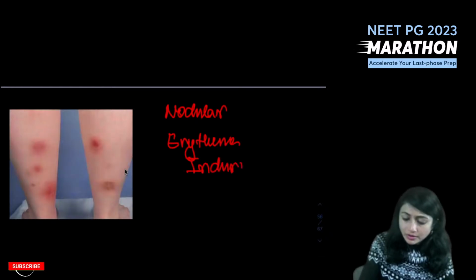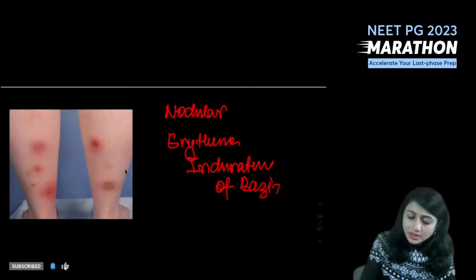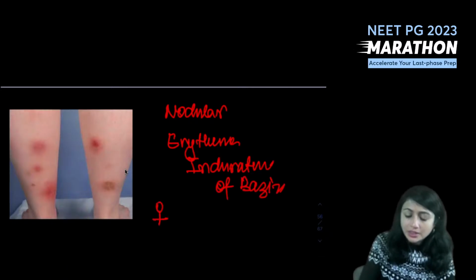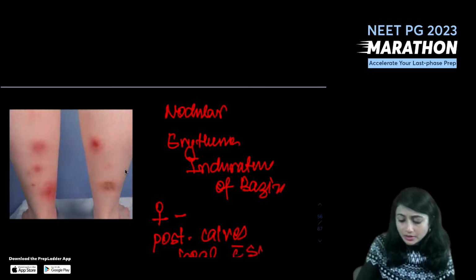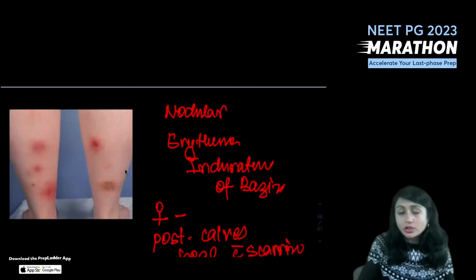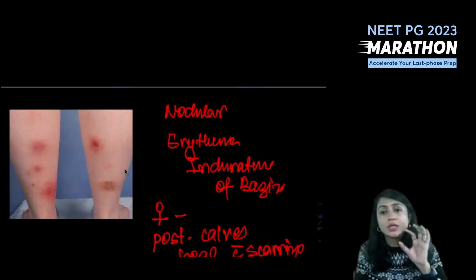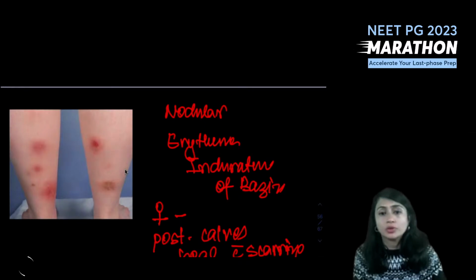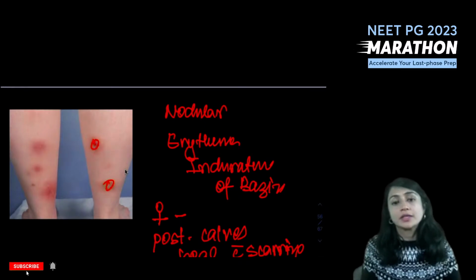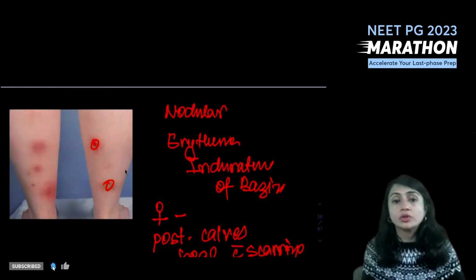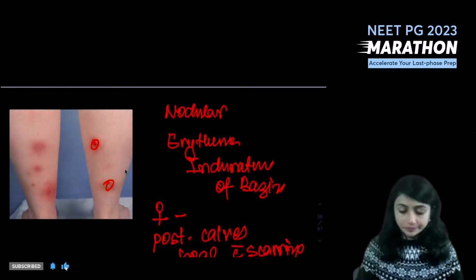erythema induratum of Bazin. Where do I see this? I see this in middle-aged females. Where do they present? On the posterior calves, and they heal with scarring. So all these three tuberculids, you should know the basic points and you should know what tuberculids are. So you see these nodules on the posterior calves, they heal with scarring. This is nodular tuberculid.